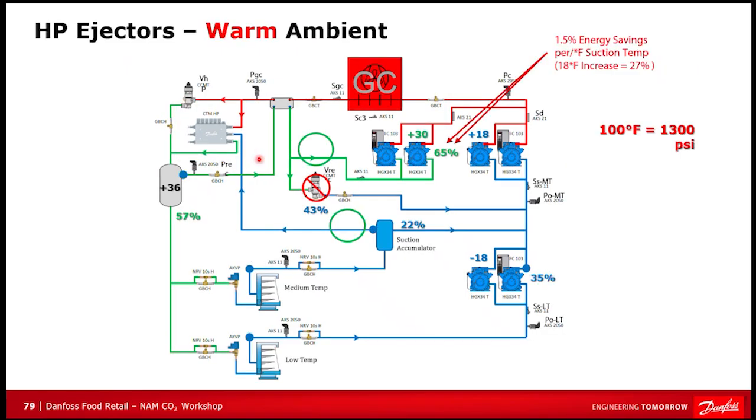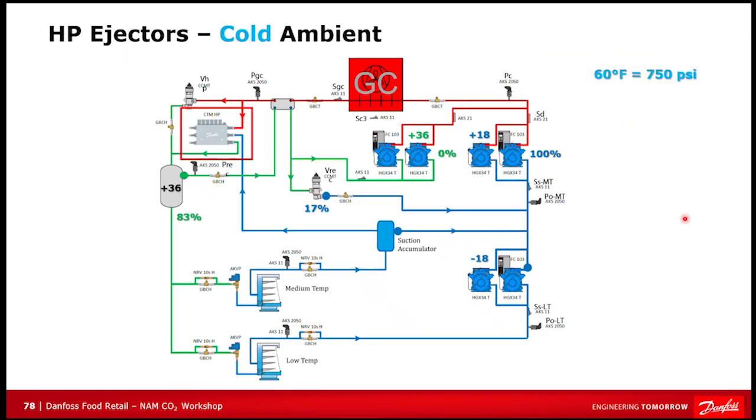So in this example, we're showing that we have lower conditions, colder conditions. So 60 degrees, only about 750 PSI on our condensing pressure discharging out of the compressors here, both medium temp and parallel. When we're at lower conditions like this, 750 PSI, when we mentioned the lift of the ejectors or the ability to bring in medium temp suction and needing a good amount of pressure coming into it from the gas cooler to do that.